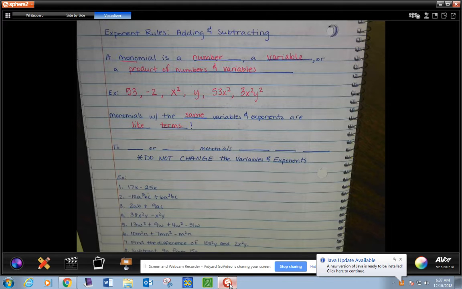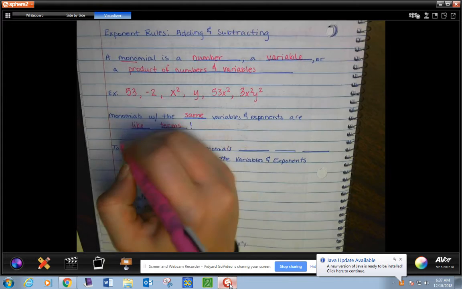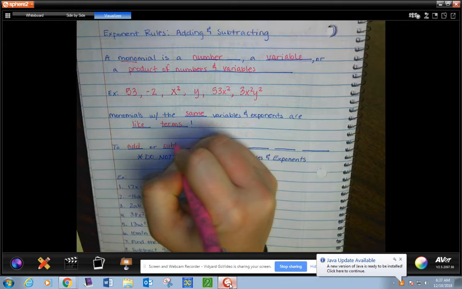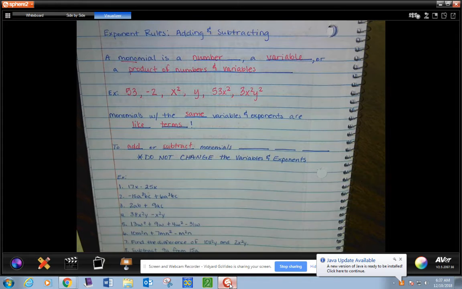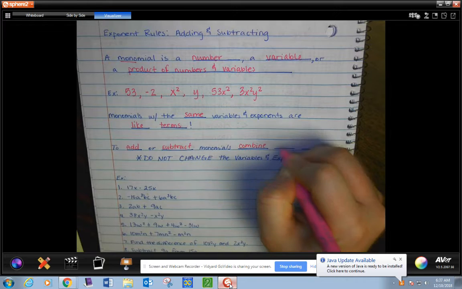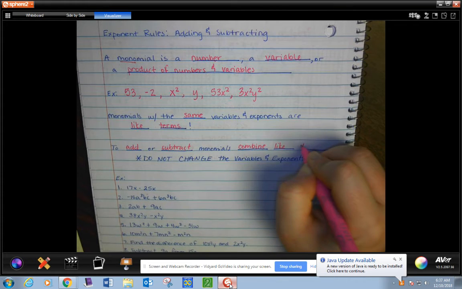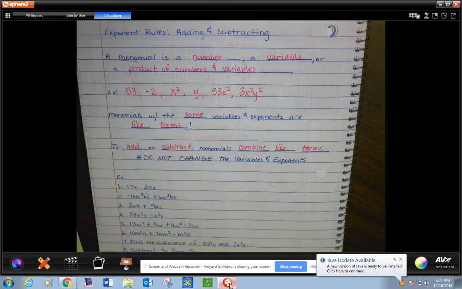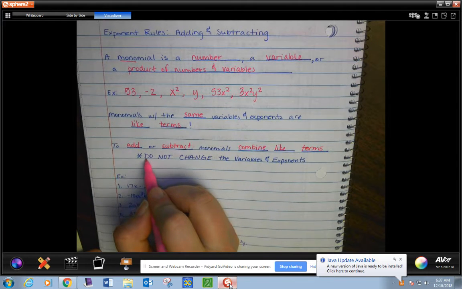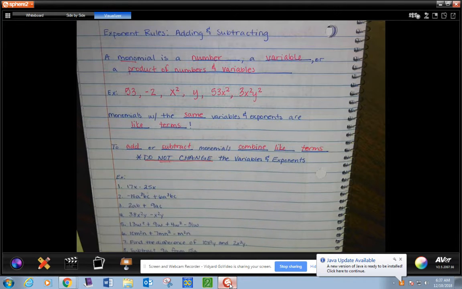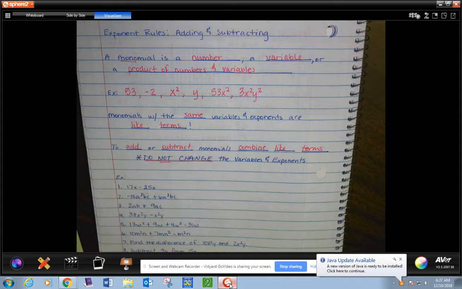So when you're working on the adding and subtracting rule, what you must do to add or subtract monomials is just combine like terms. You're looking for things that look alike. Okay, this is such a key important thing right here. Do not change the variable or the exponents when you're adding or subtracting. They stay the exact same.